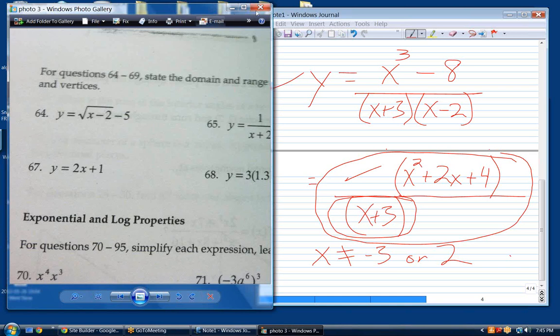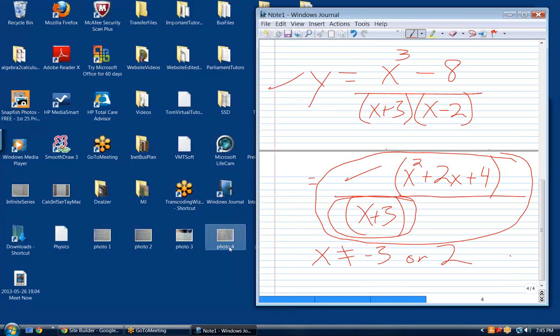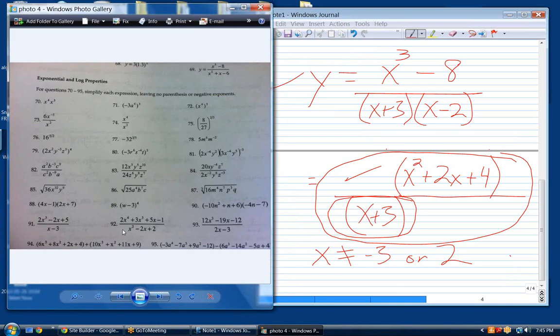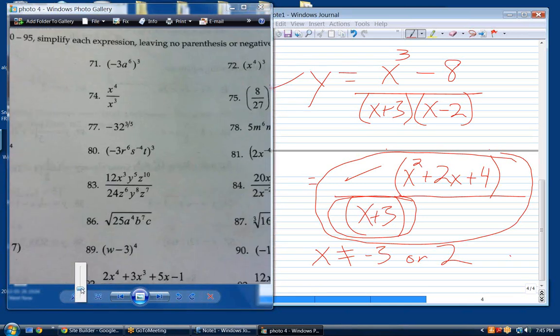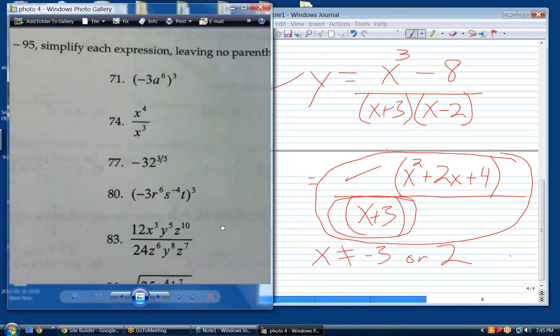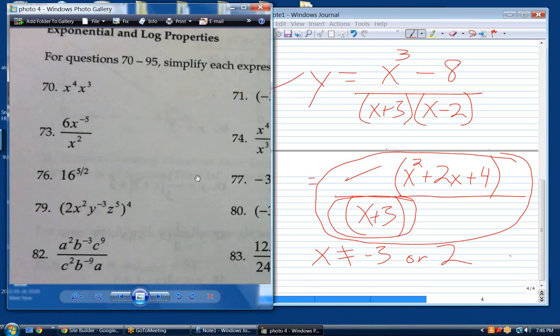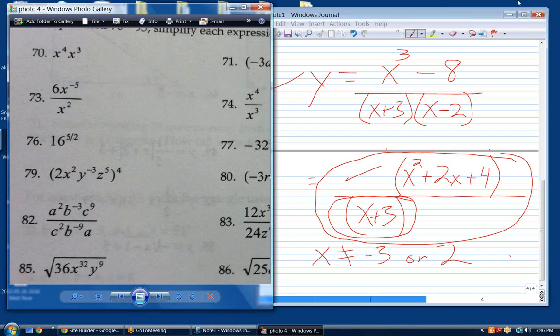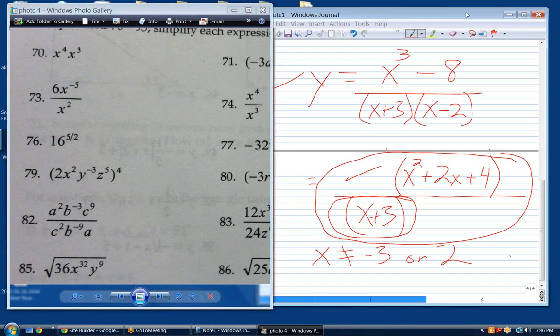Okay. All right, let's go to the logarithms part. Let's see. Which one? I went through and did those today. Okay. Where do you want to start?